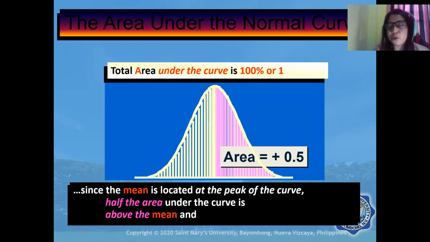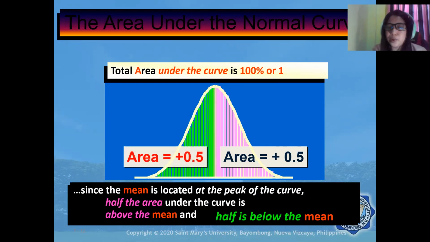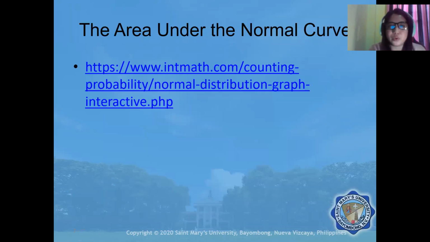Since the mean is located at the peak of the curve, half of the area under the curve is above the mean and half of it is below the mean. So half of the area is of course 0.5 and the other half is 0.5. Take note, we always have a positive area. We do not have a negative area. Whether it is located at the left or at the right, it is a positive area. So we know that half of it is equal to 0.5 because the total area is equal to 1.